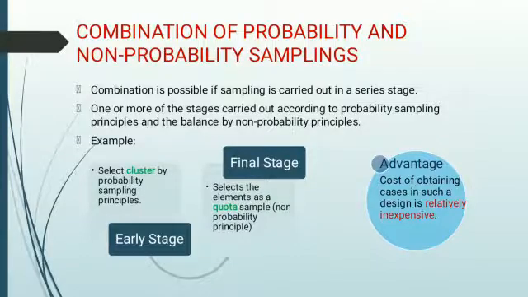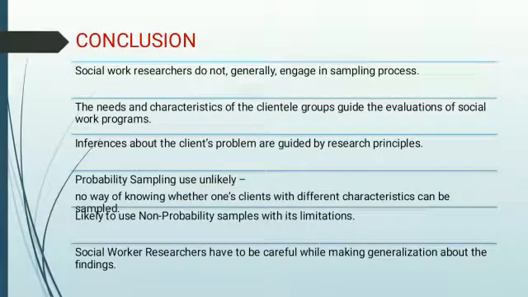In conclusion, social work researchers do not generally engage in sampling processes like those used for conventional research. Yet the process of sampling in social work practice is based on principles of sampling discussed in this chapter. In social work practice, most of the time, it is unlikely that we use probability sampling, irrespective of whether one's clients are mentally challenged children, delinquent children, street children, abused children, or drug addicts.